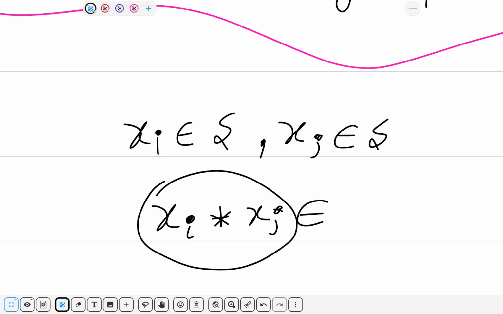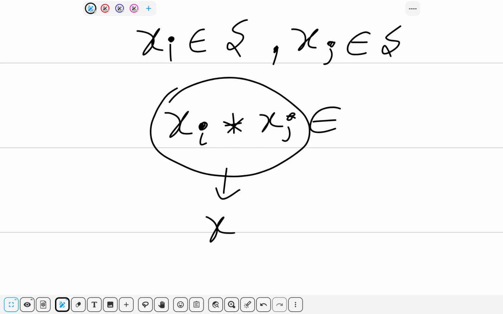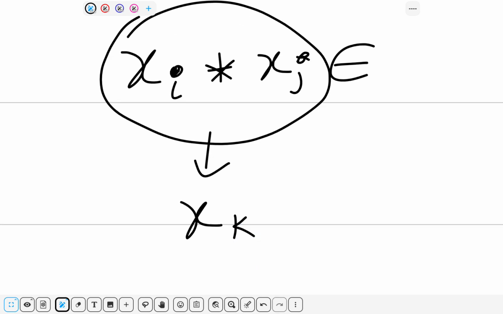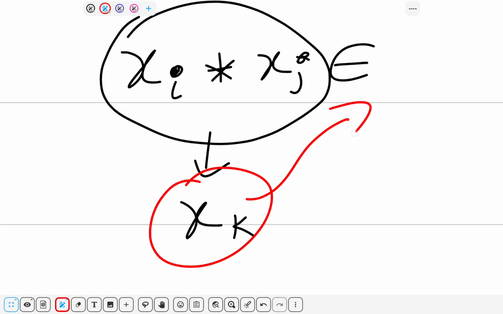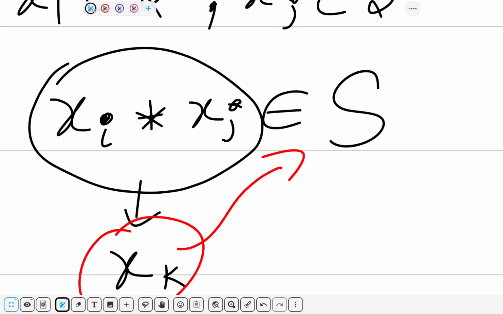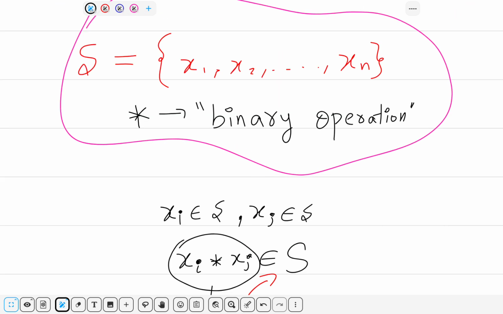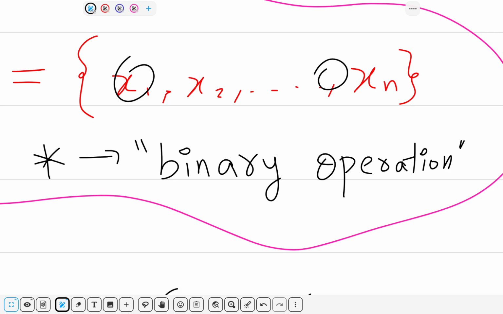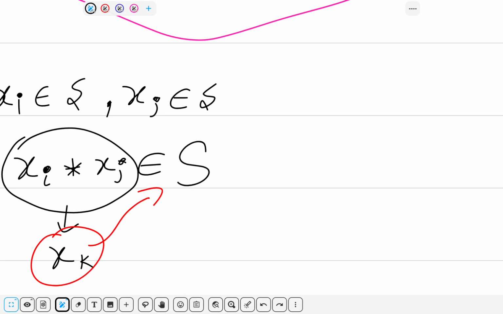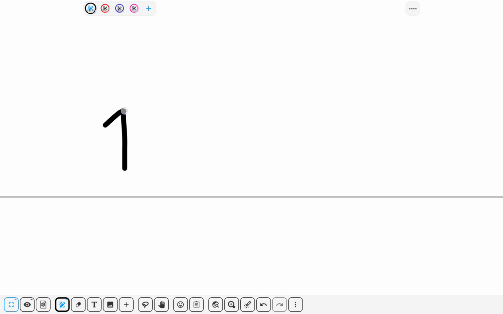Let's say I mixed xi with xj, I combined them and I got some xk. If this is also belonging to this set S, whatever two elements I take inside this set, every time I combine I should end up with the same set. If this is being satisfied, then one of the criteria for this set to be a group is satisfied.